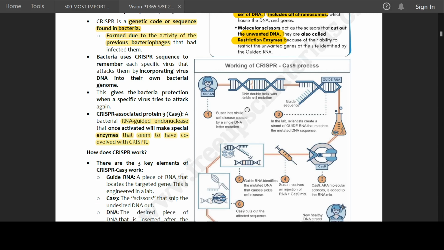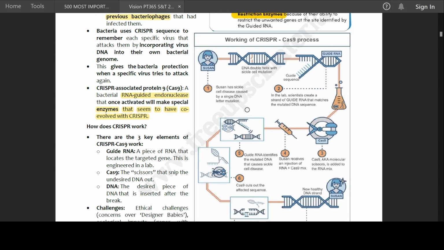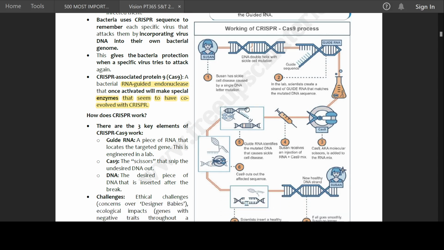Okay, working of the CRISPR-Cas9 process. Because this CRISPR-Cas9 process has been under discussion for a long period of time, sometimes the procedure could be asked as steps. Okay, you have to just remember these steps.